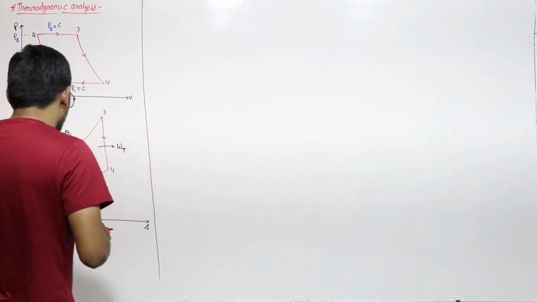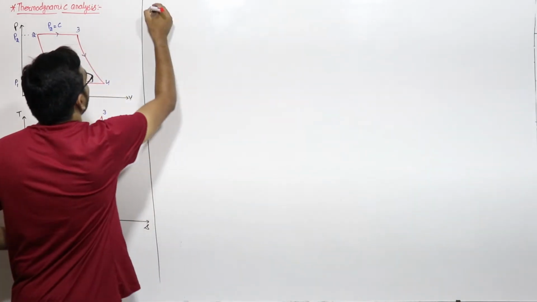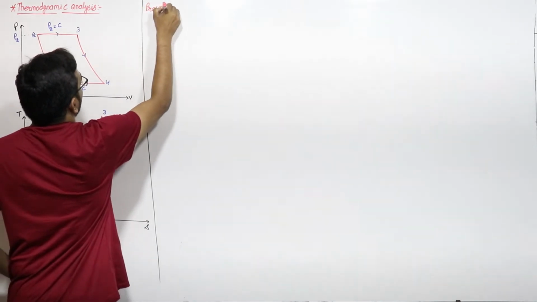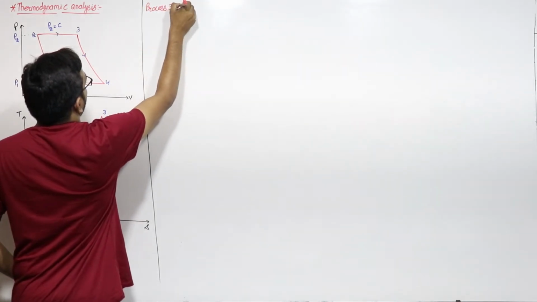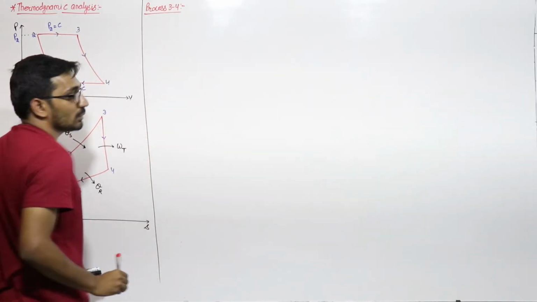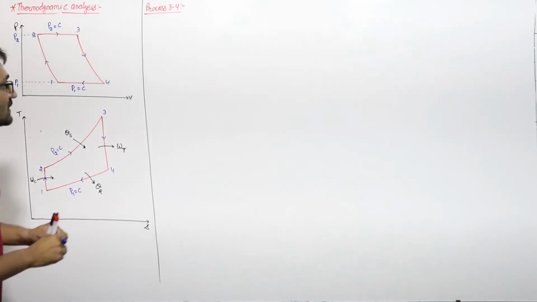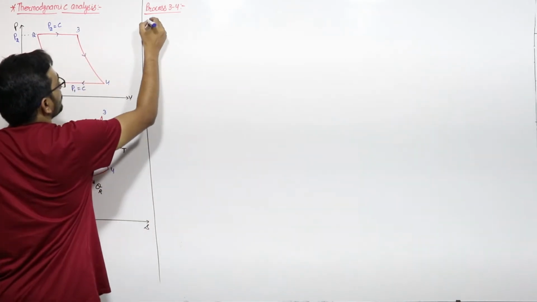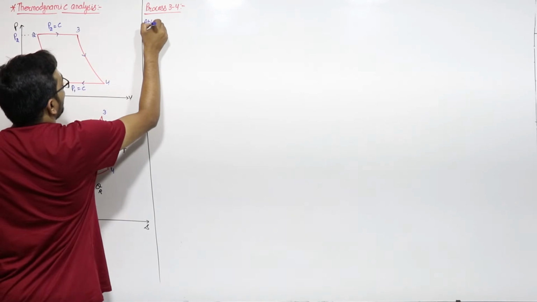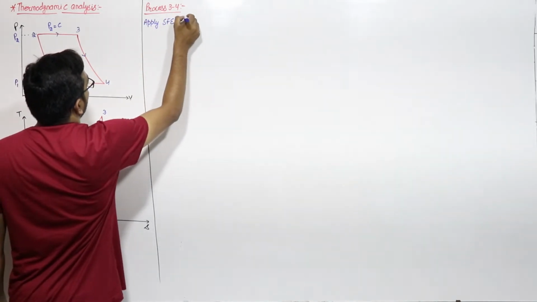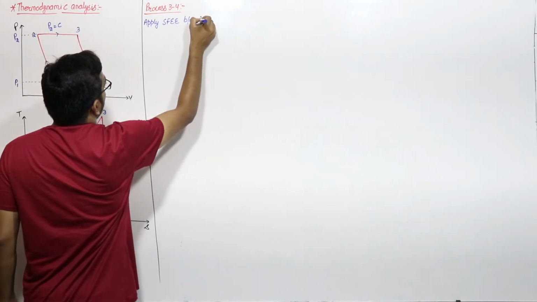Now let us discuss the process 3 to 4. For the process 1 to 2 we already studied what is the work required by the compressor. For the process 2 to 3, what is the heat supply to the system. Now let us talk about process 3 to 4, and if I apply steady flow energy equation between point 3 and 4.